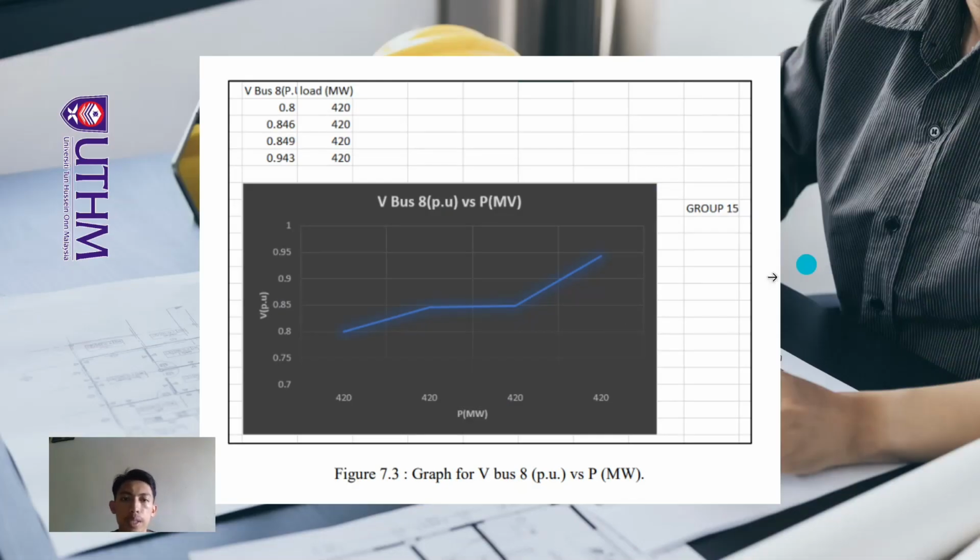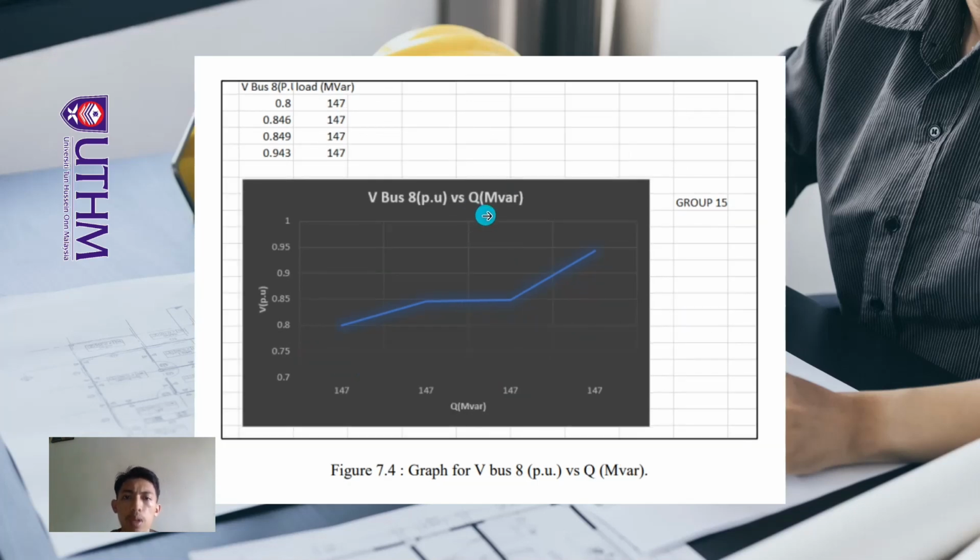Here is the graph for the V bus over the power in megawatt, and the V bus reading is increased from 0.8 to 0.9, and the megawatt is stable, constant at reading 420. This is the graph for the V bus over Q, and the reading for megavar is constant, which is 147, and V bus is increasing from 0.8 to 0.9. And this is the graph we can get from the reading. We can see that the graph is increasing from one point to another.